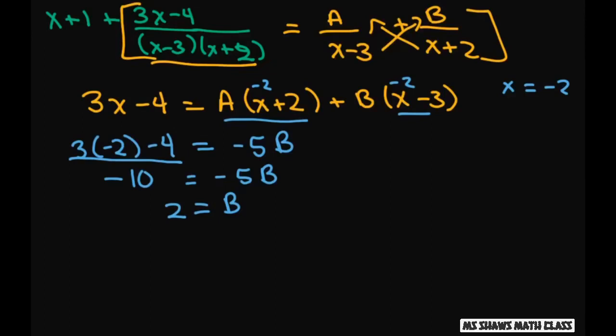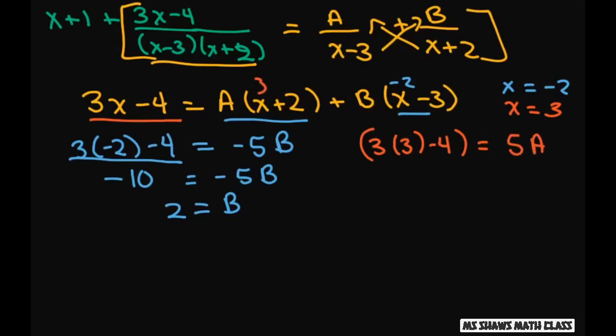All right, and then to eliminate the b, let's let x equal 3. So if you let x equal 3, you're going to get 3 times 3 minus 4 equals, and you plug in 3 here, you get 5a. So 9 minus 4 is 5 equals 5a. Therefore, a equals 1.